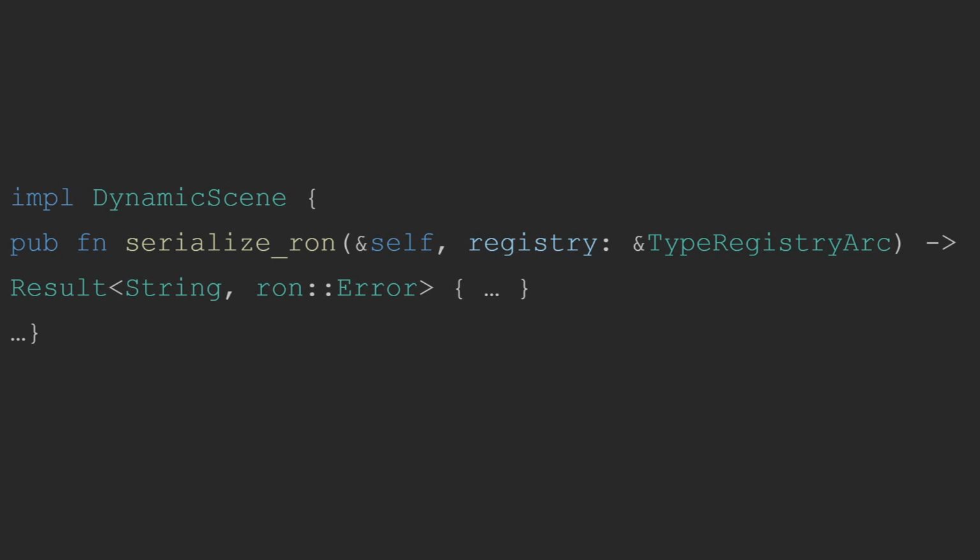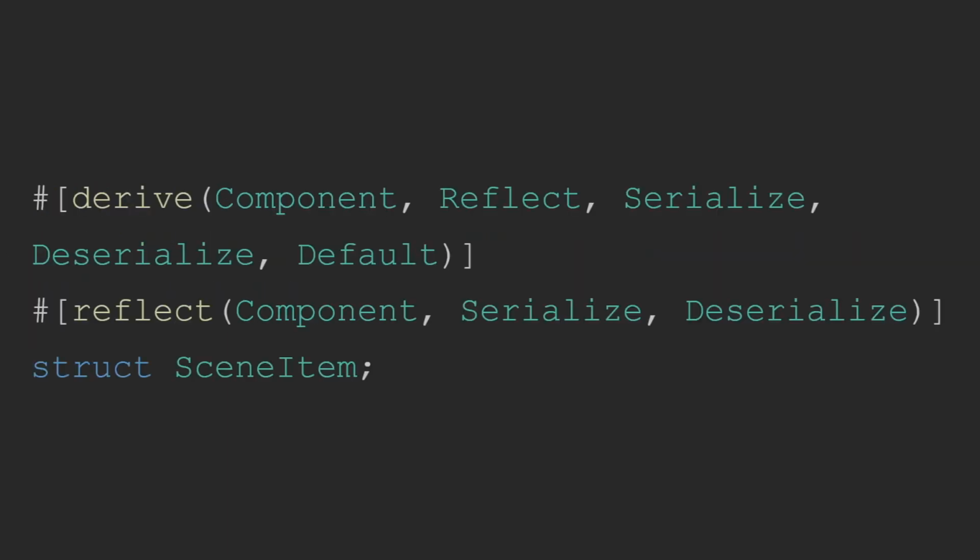This is simply because dynamic scenes are not only used to serialize and deserialize scenes. In order to successfully convert to a RON and back, each struct that reflects component should also reflect serialize and deserialize traits. Setting up a struct so that it can be used as a component in a dynamic scene is more complicated than a component in a normal scene, but can be done with just 5 derives and 3 reflected traits.